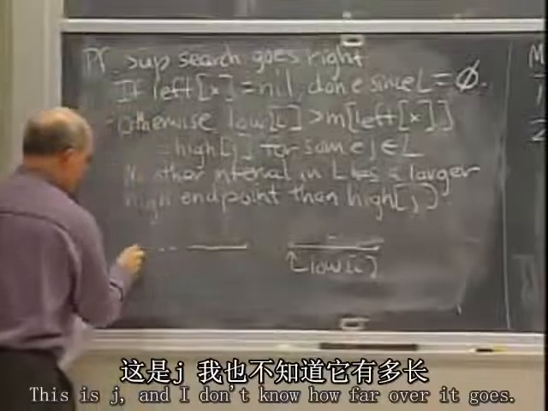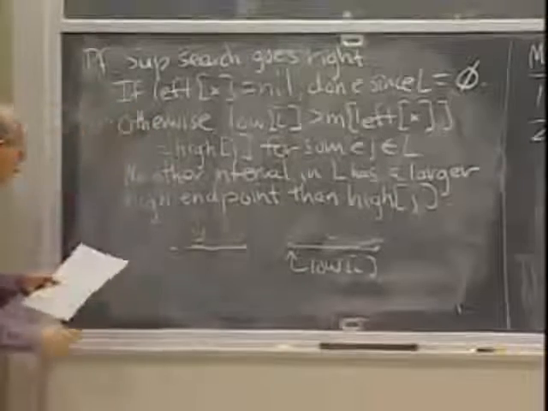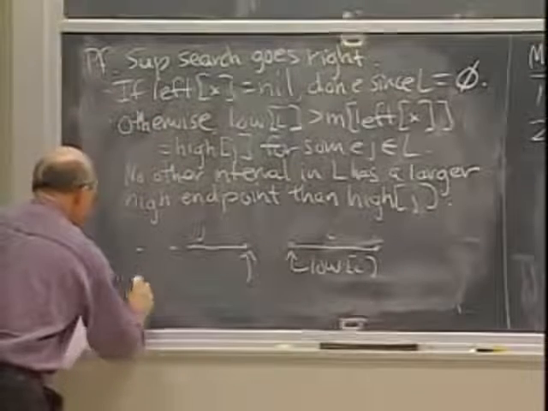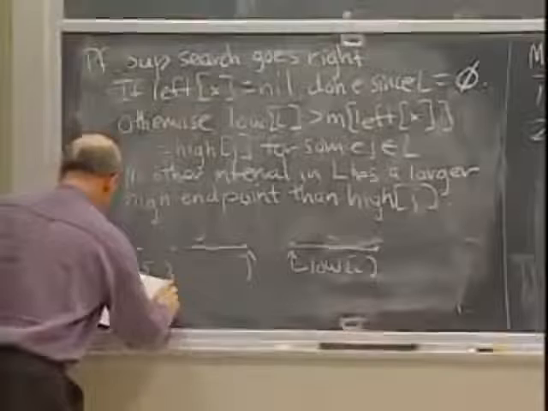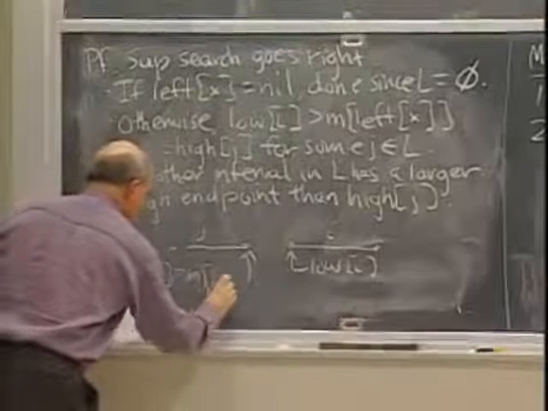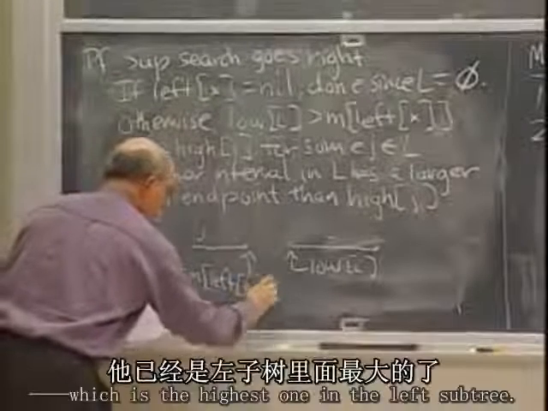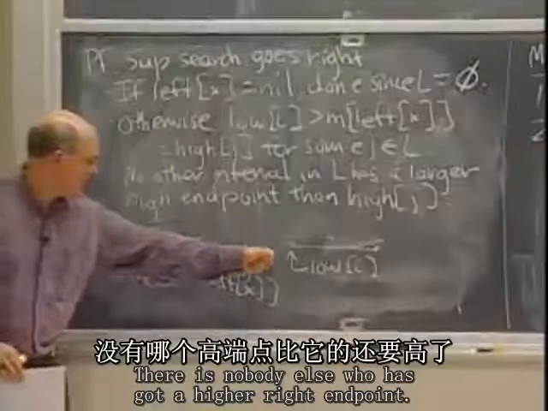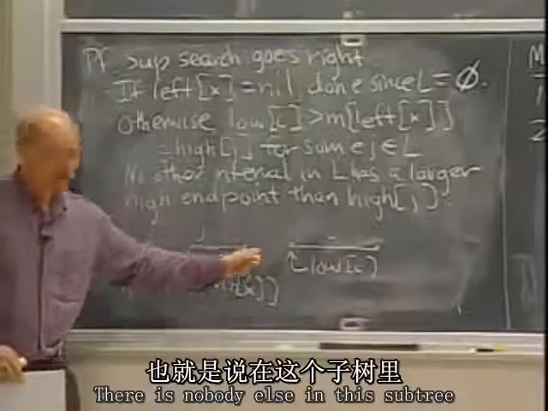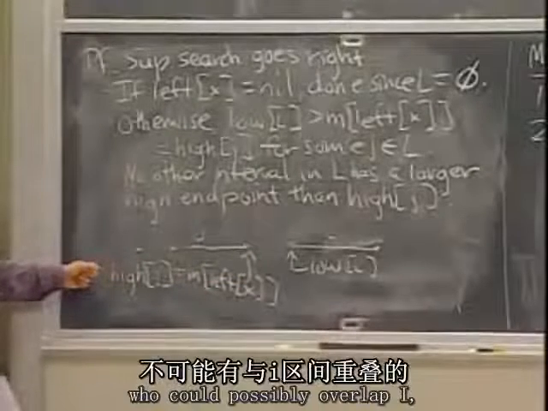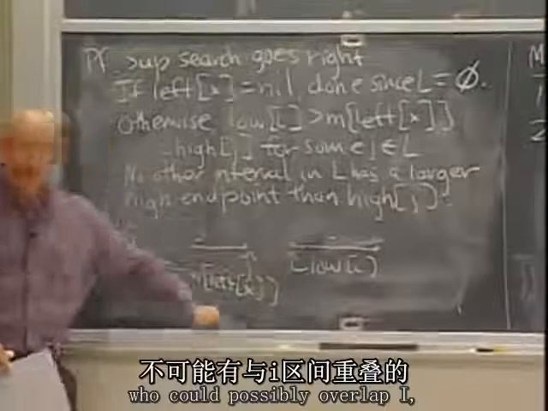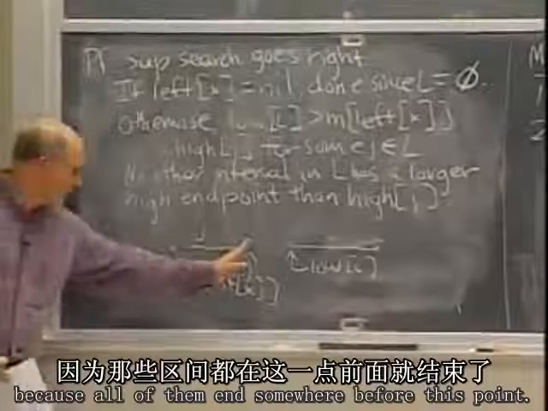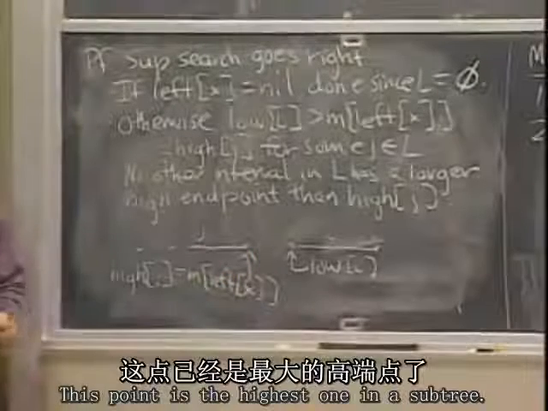So this is j, don't know how far over it goes. And this has high of j, which is the highest one in the left subtree. So there's nobody else who's got a higher right endpoint. So there's nobody else in this subtree who could possibly overlap I, because all of them end somewhere before this point. This point is the highest one in the subtree.